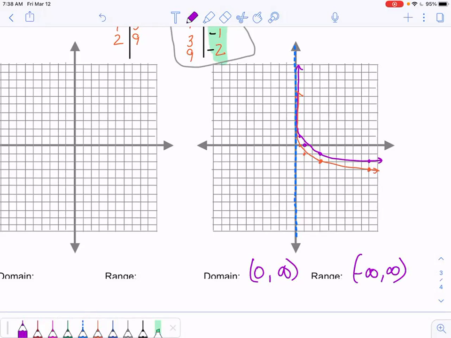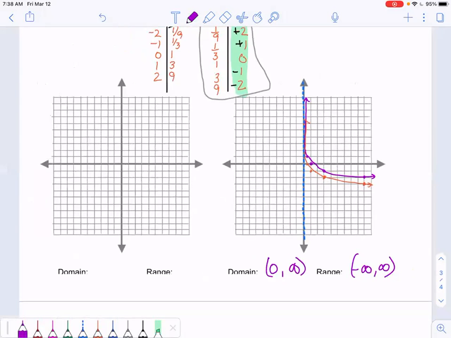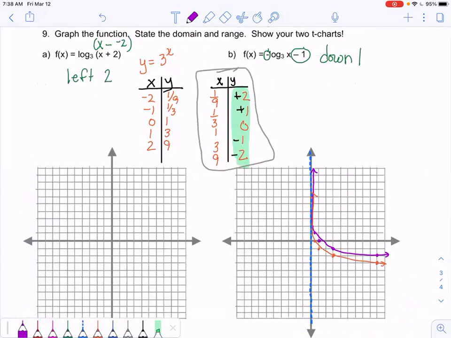So again, we first found the base and we made it an exponential function. So the base was 3. We found a t-chart for the exponential function. We switched the x and the y because that's how you get the log equation, the log graph. And then because there was a negative in front, we took all those y values and we made them opposite. So a negative in front of your function makes it go down instead of going up. Questions?